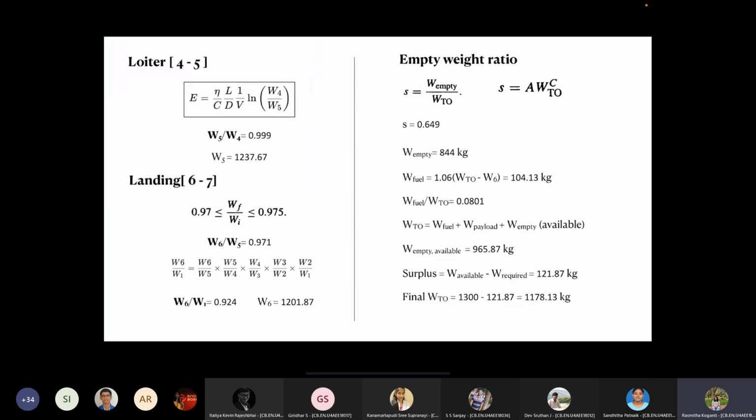And landing again from the Thomas C. Clark book directly. So we calculated our final weight ratio and the empty weight ratio using the formula which was given in the textbook again. So we got the W empty to be 844 from the empty weight ratio formula, and the available to be around 965. So taking the surplus and subtracting it from the weight that we assumed, we got the final weight as 1178.13 kg. So this is the first iteration that we showed you. The iterations that come later along with the parachute will be explained by Adarsh.